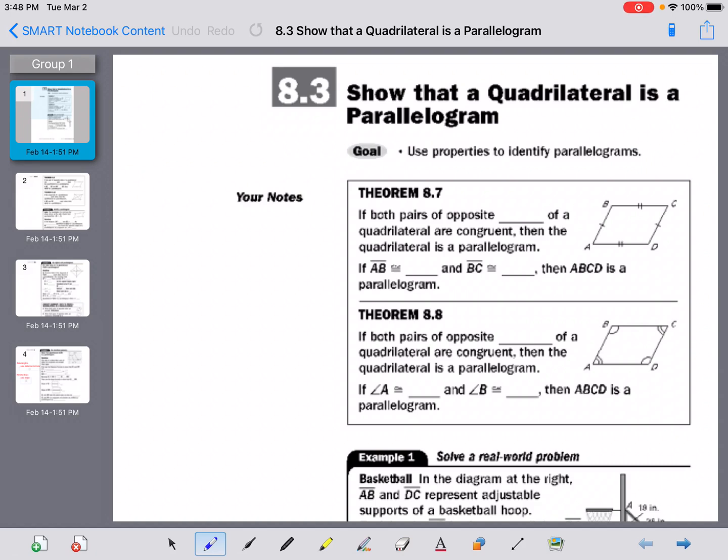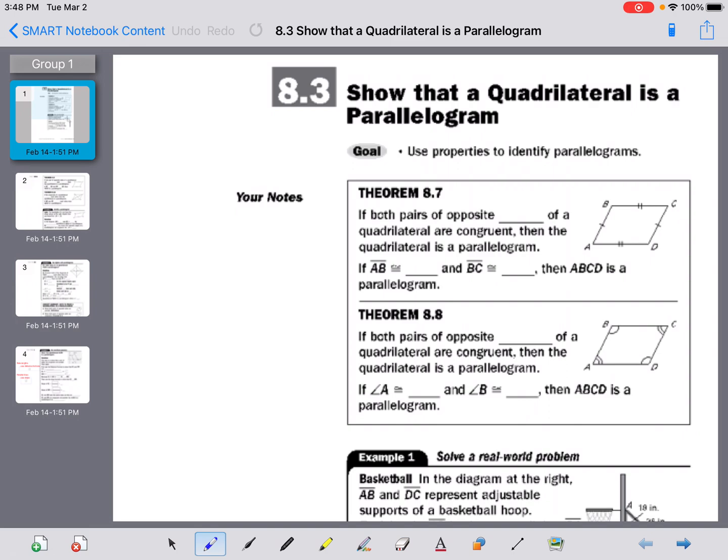All right, we're ready for 8.3, showing that a quadrilateral is a parallelogram. Now, I hope when you listen to these notes, you stop and say, wait, didn't we already take these notes? Didn't we already do this? But this is one of those cases where I'm going to present the information backwards from the way I presented it in 8.2. So 8.2 was properties of a parallelogram.